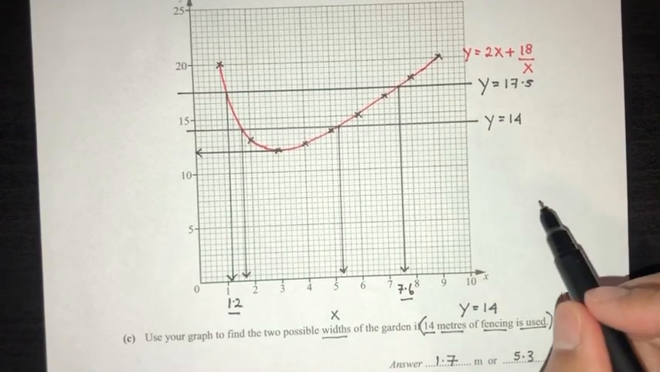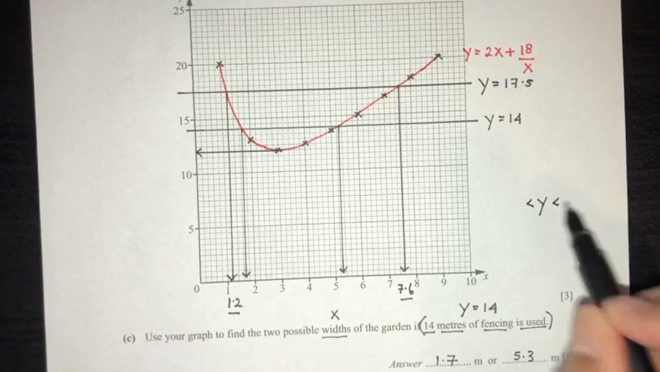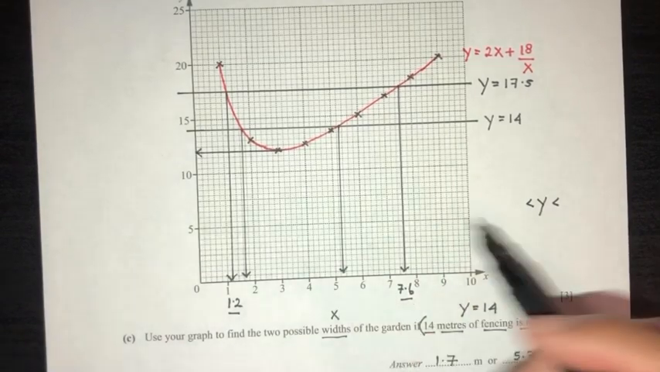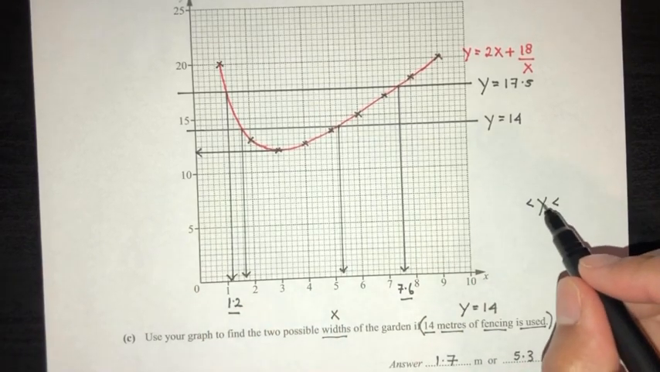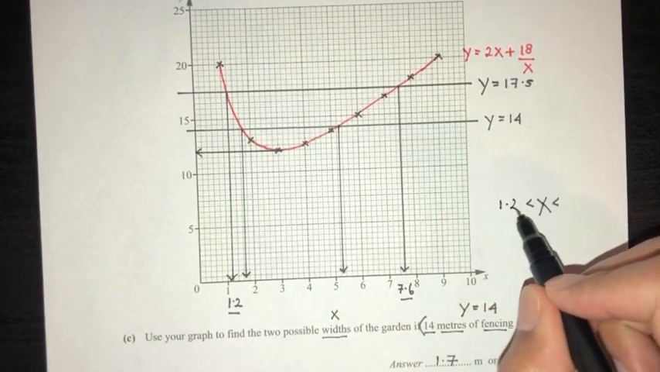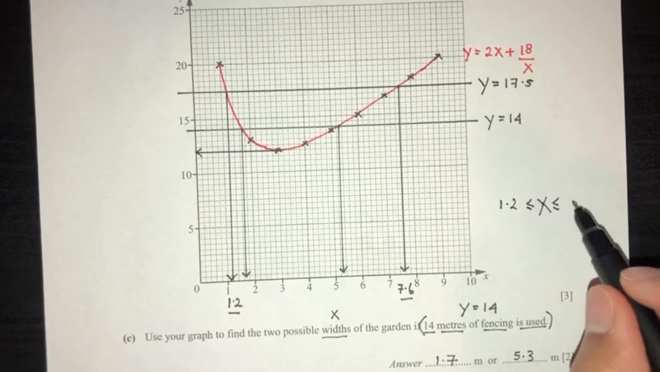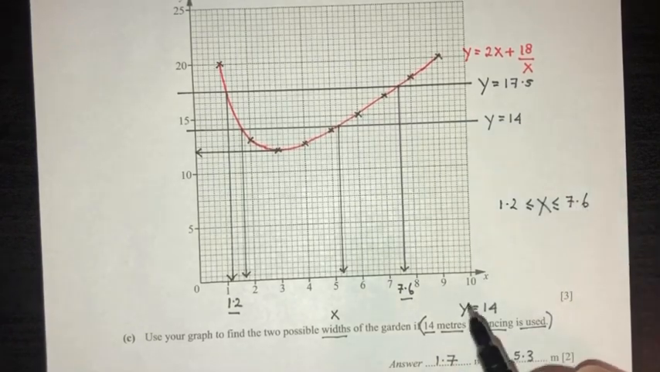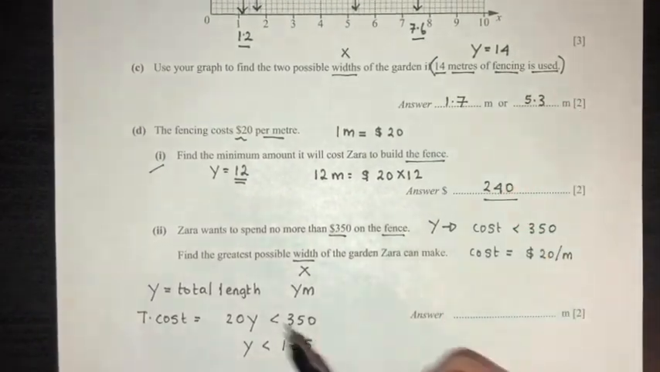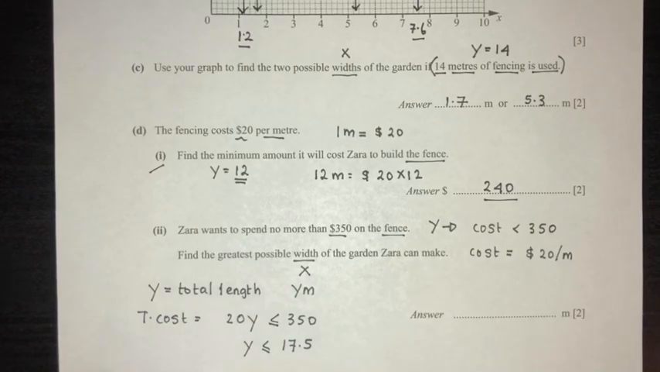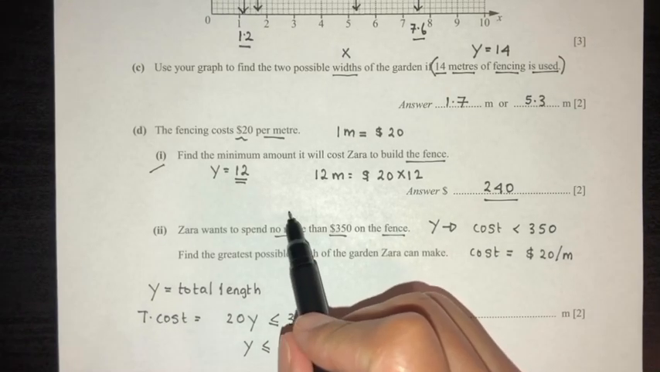So basically y can be between what value? Sorry, this is x, not y. This is your x-axis. x can be between 1.2 and 7.6. No more means that value or less, so you have to include the endpoints. No more means less than or equal to.